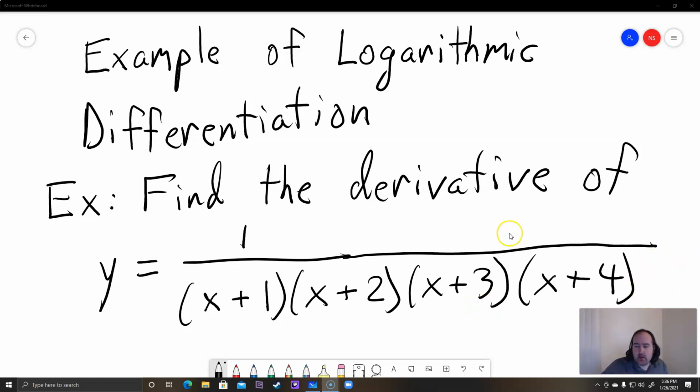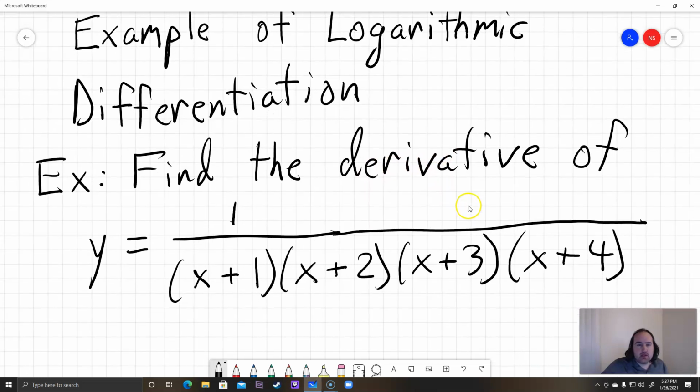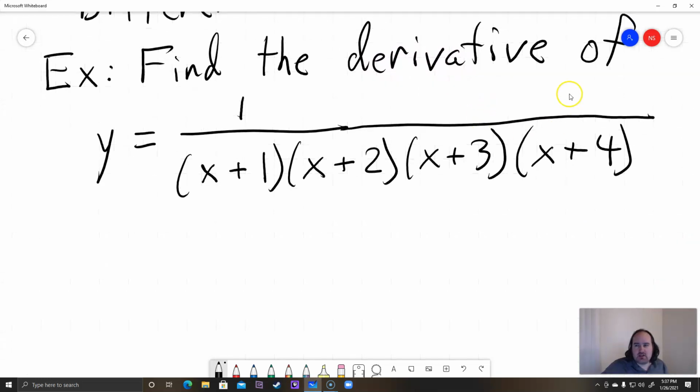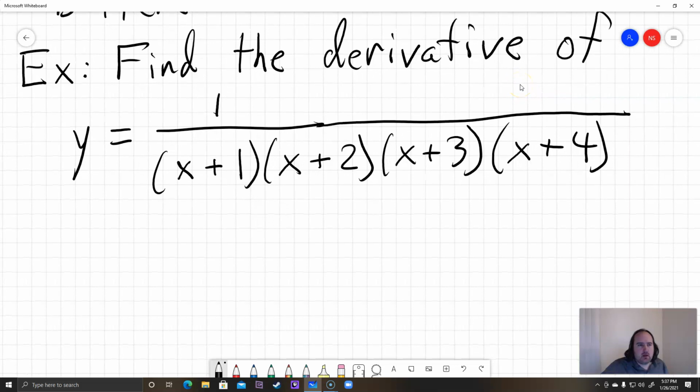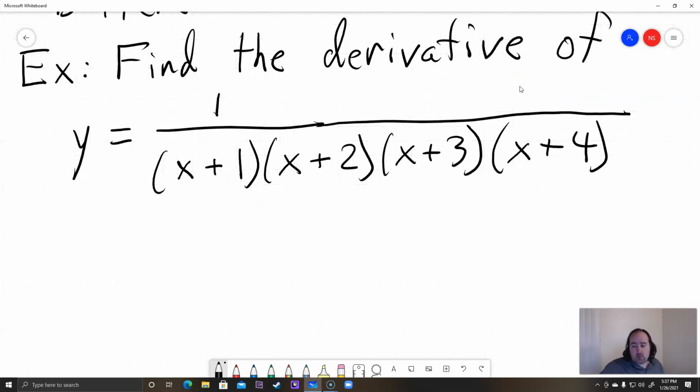factor on the bottom. But logarithmic differentiation is useful for finding the derivative of functions that are otherwise difficult or impossible to take the derivative of. So we're going to be using logarithmic differentiation for this one. There aren't any of those on your homework because it's an advanced topic, but you are going to do one of them on the discussion board that's similar to this one.